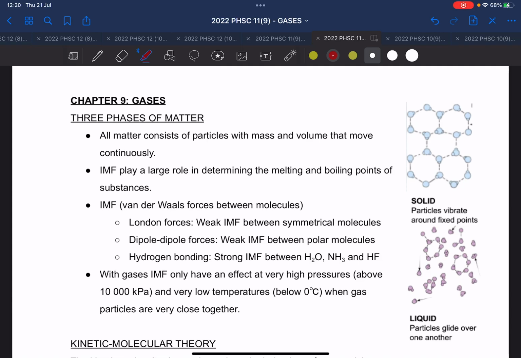Who can remember the phases of materials? Yes. So, in these three phases, everything consists of matter. Matter consists of particles, right? These particles have a mass and a volume, and they always move. Between these particles, we have intermolecular forces.